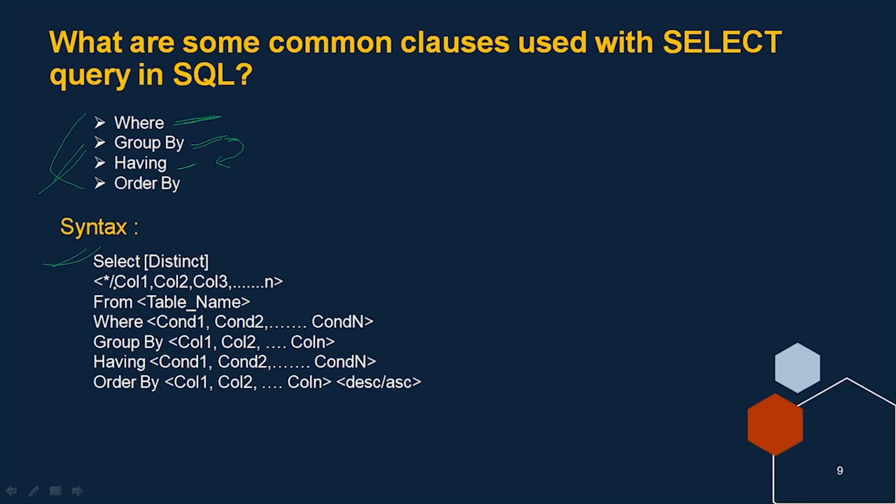You can prepare this complete syntax. Select distinct star or column name from the table name where you mention the condition. Group by, we mention the column name based on which column we want to see the group by. Having, we need to mention a condition against this group by, and order by, we can use the column name and we have to mention ascending or descending order.